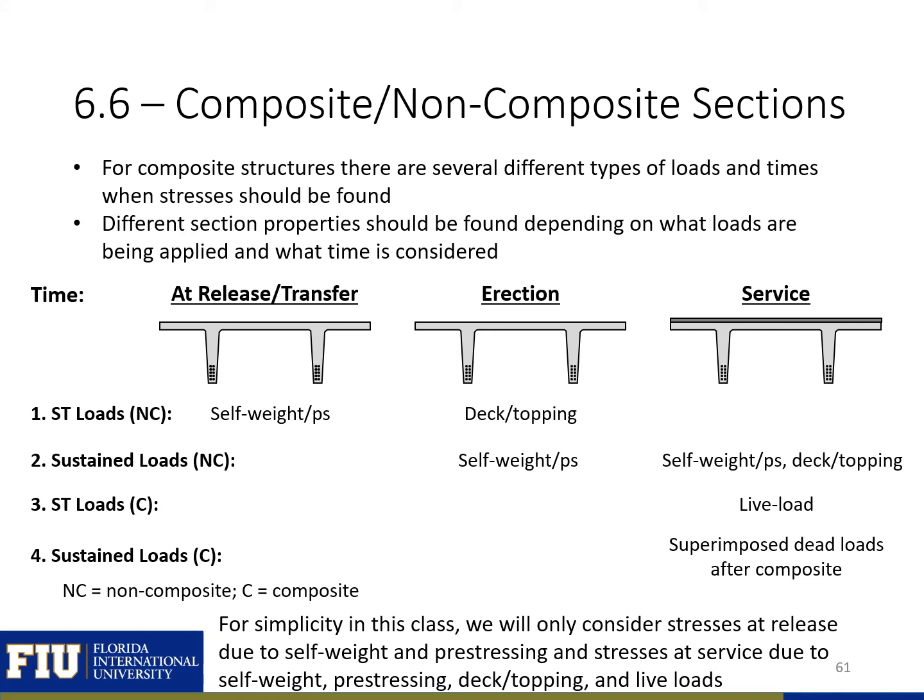For composite structures, there will be different types of loads and times when the stresses are found, and we'll need to use different section properties, either non-composite or composite, short-term or long-term, depending on what types of loads are being applied and whether they're applied to the non-composite or composite section. Here I just give a couple examples. So at release or transfer, we may have a self-weight and pre-stress loading, and these will be applied to the non-composite section, and they'll be short-term loads.